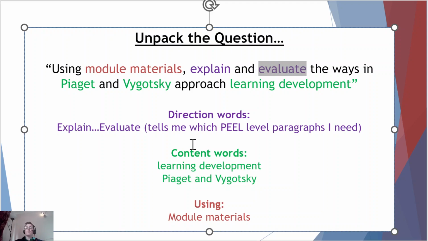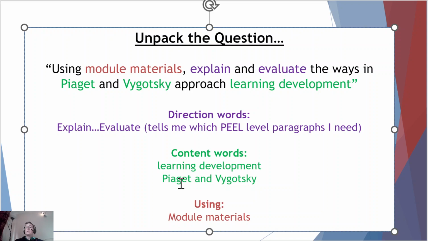Then I think about content words. What is it that the assignment wants me to explain and evaluate? In this case, it's asking me to think about Piaget, Vygotsky, and learning development. So those are the things I've got to explain and evaluate. So I now know how and I now know what.